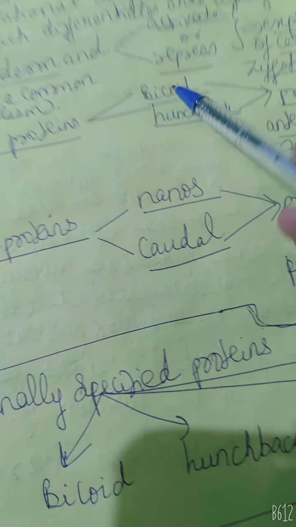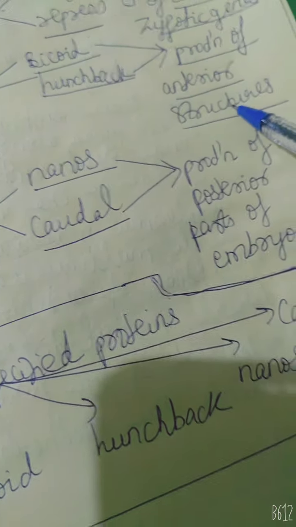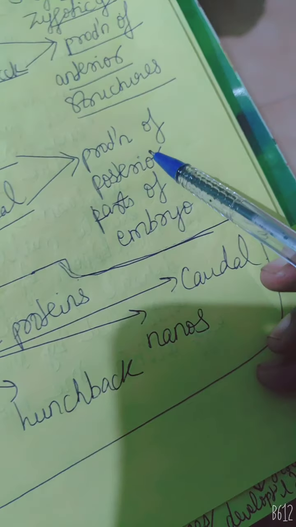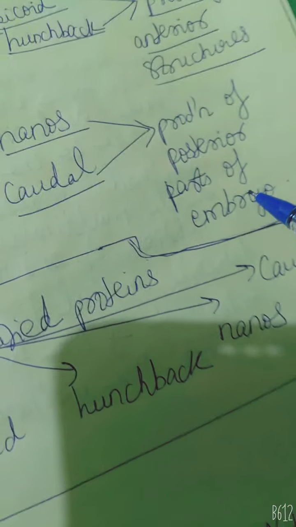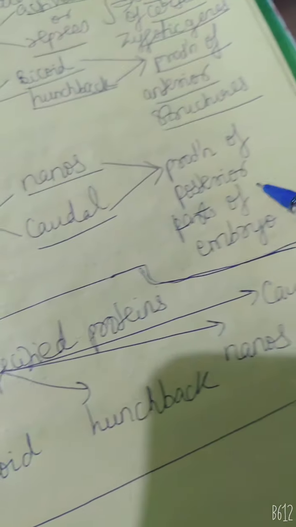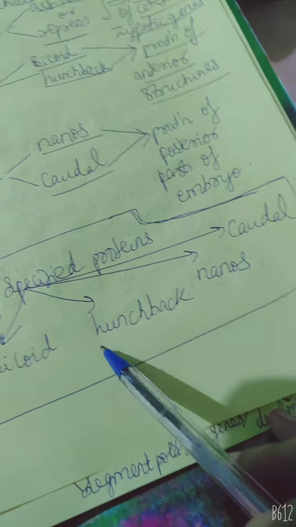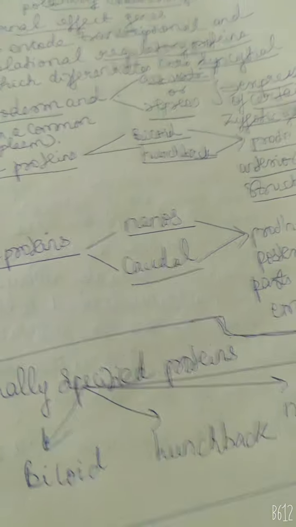Two of the maternal effect proteins, bicoid and hunchback, are the ones which regulate the production of anterior structures, and the other two proteins, nanos and caudal, are the ones which enable the production of posterior parts of the embryo. You should not get confused. Bicoid and hunchback go with anterior structure production, and nanos and caudal with the posterior parts of the embryo. That means maternally specified proteins are of 4 types: bicoid, hunchback, nanos and caudal. Understood? These are the things which you have to understand first and foremost.